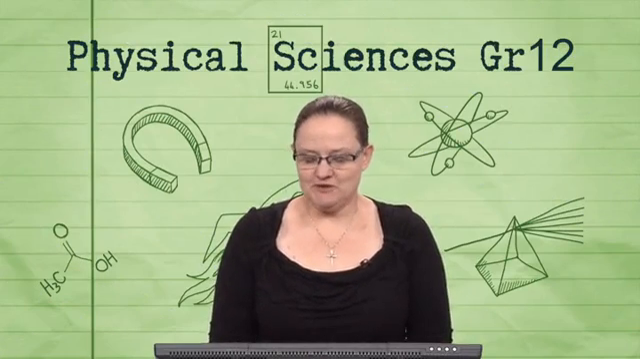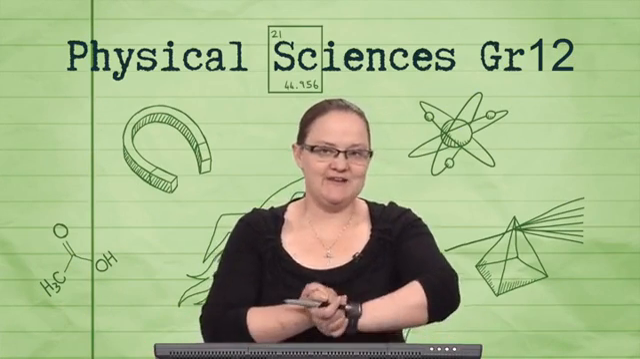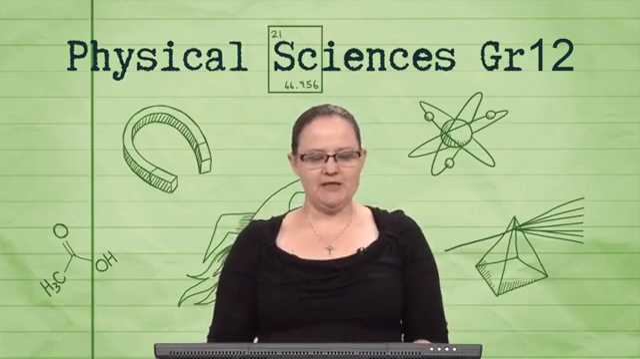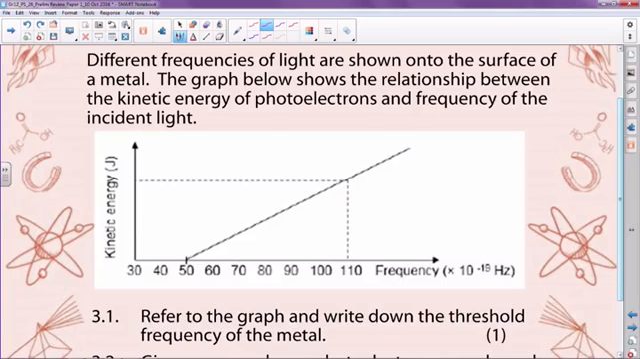Okay, so last bit, we're going to look at photoelectric effect. We can do this, grade 12. So here's the question. Different frequencies of light are shown. I think I spelled that wrong. So anyway, they shine onto the surface of a metal.